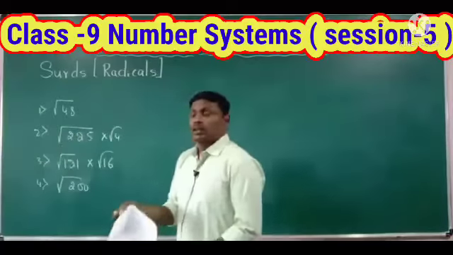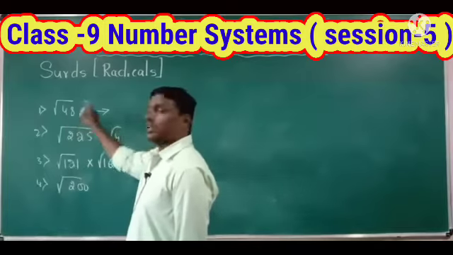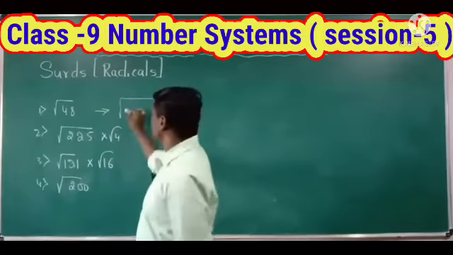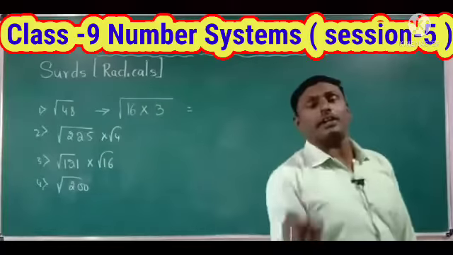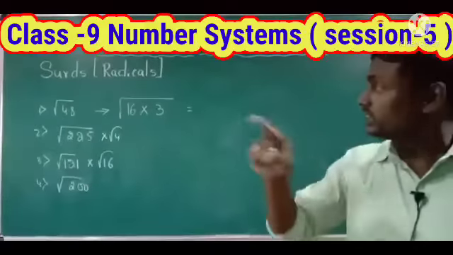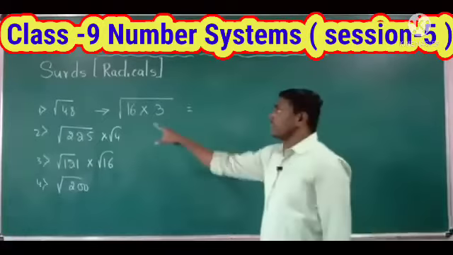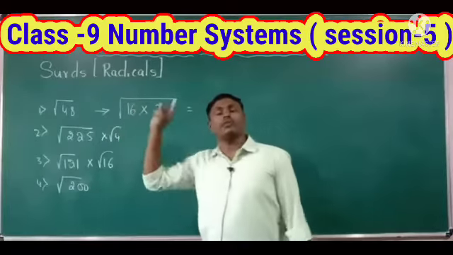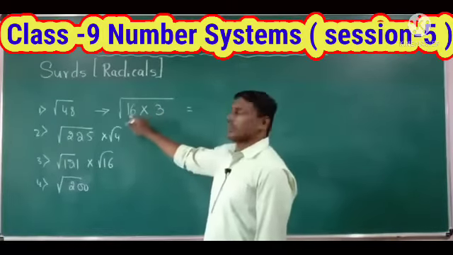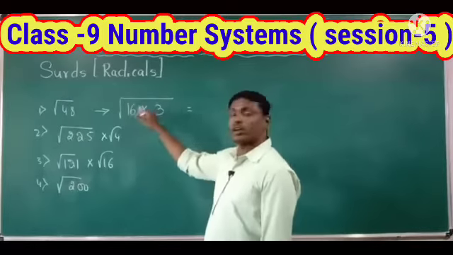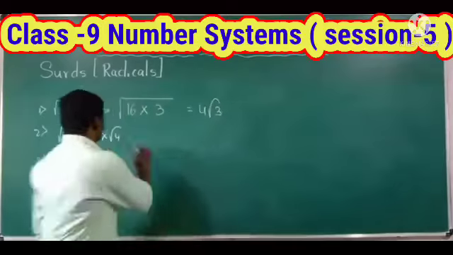Okay. See the first one, root 48. How can you split root 48? 16 into 3. I already told you in the previous classes, when you are splitting the number inside the square root, at least one of the separated numbers should be a perfect square. So 16 times 3 is 48. Now here 16 is a perfect square number. Square root of 16 is 4, so root 48 is 4 root 3.